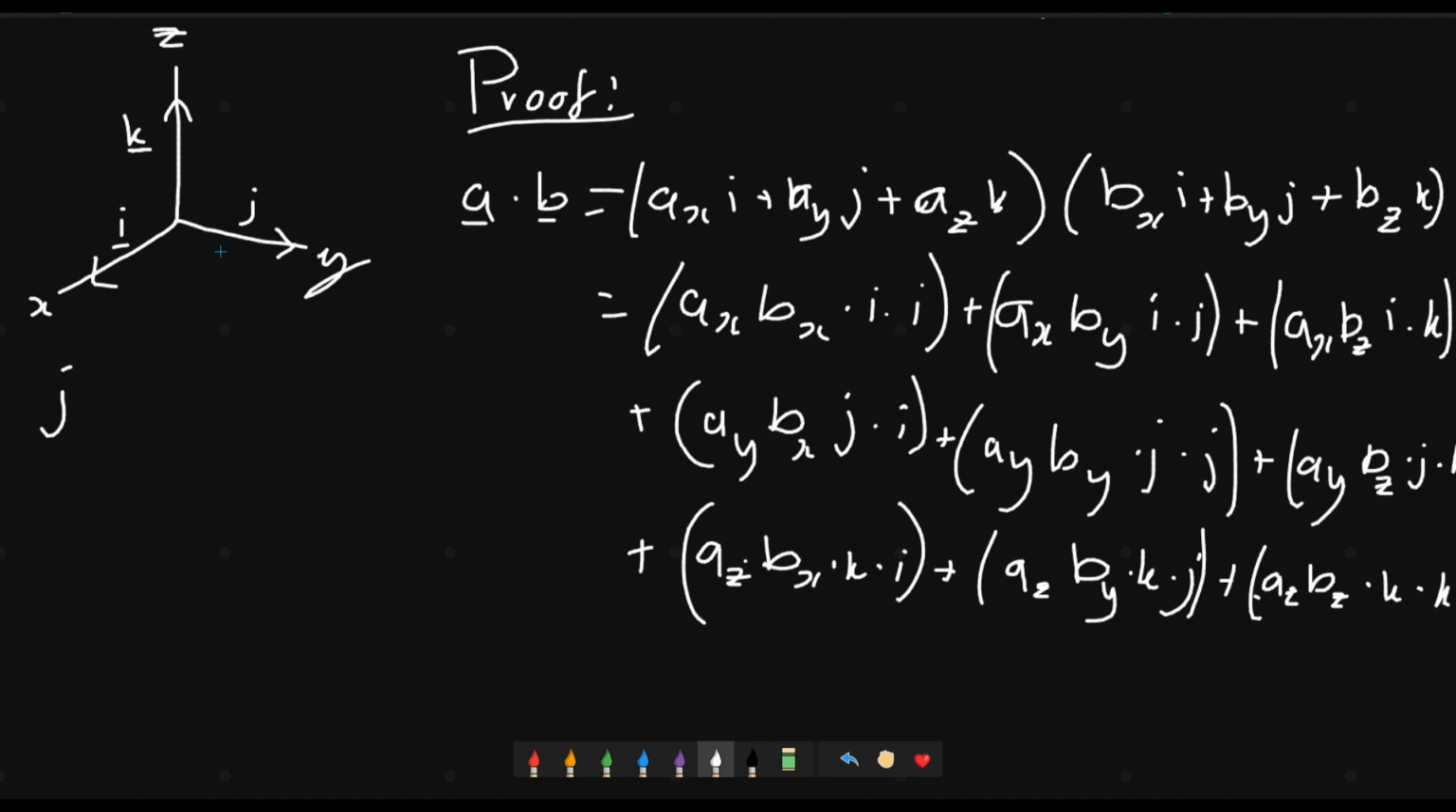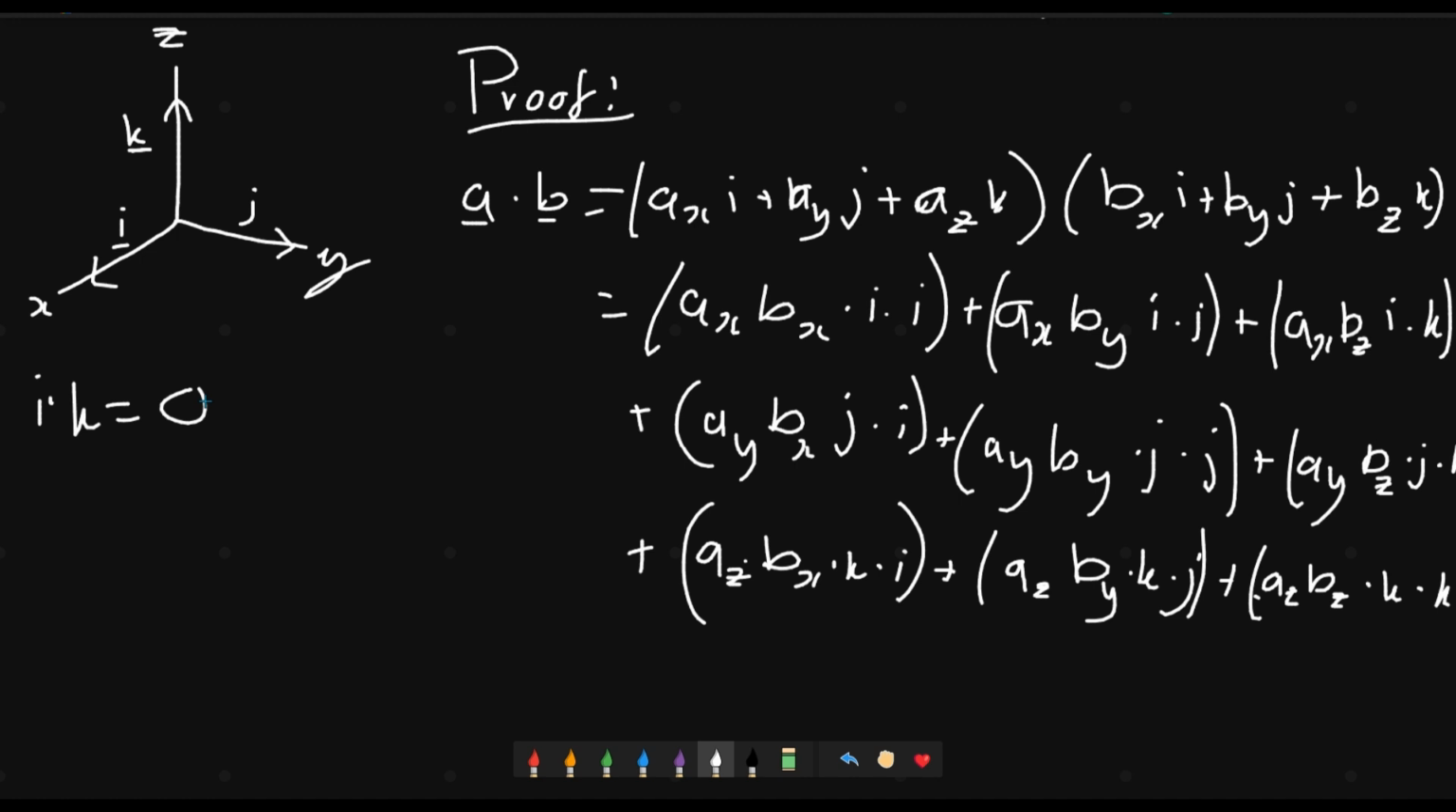But what if we do, say, I times K? What's going to be the magnitude? 1 times the cosine. What's the angle? Well, as you can see, the angle is pi over 2, or 90 degrees. So let's write it in degrees. So it's 90 degrees, but the cosine of 90 degrees is 0. So this will be 0.